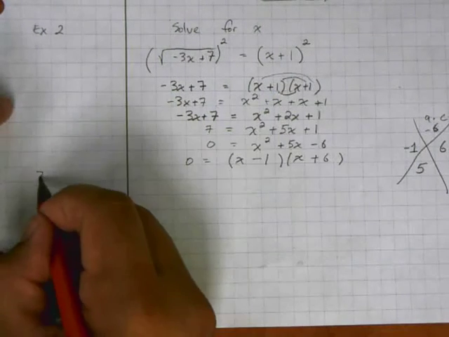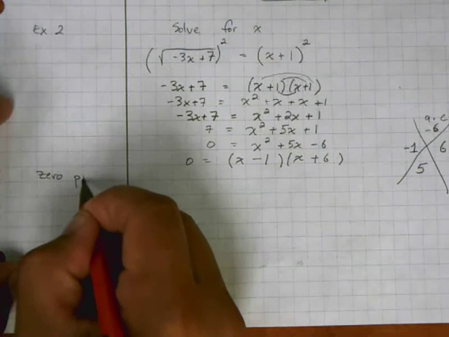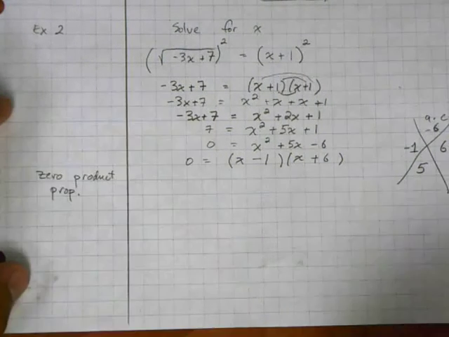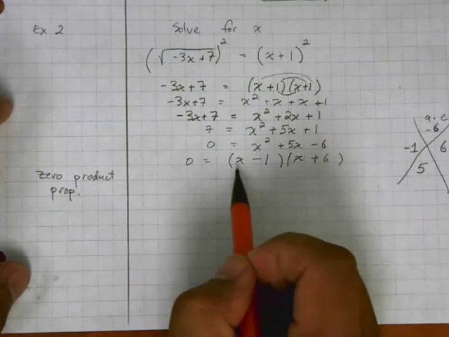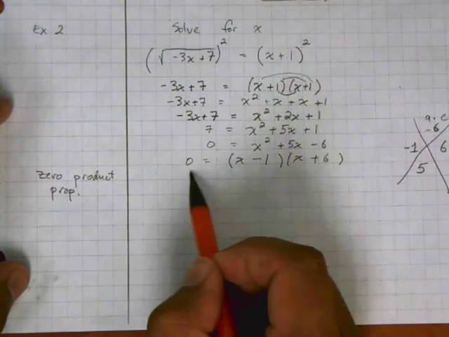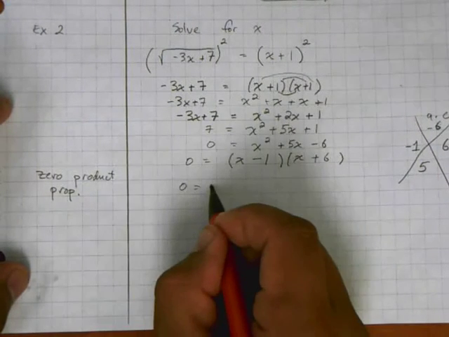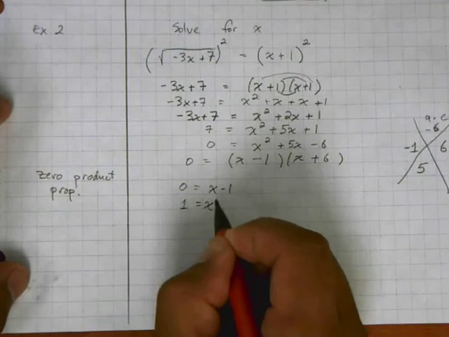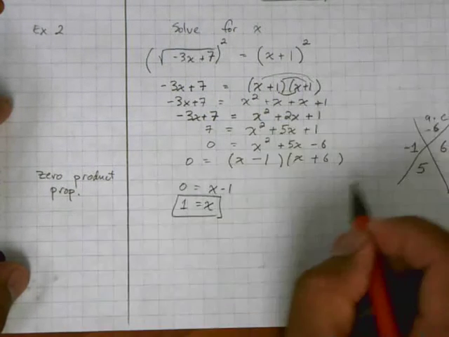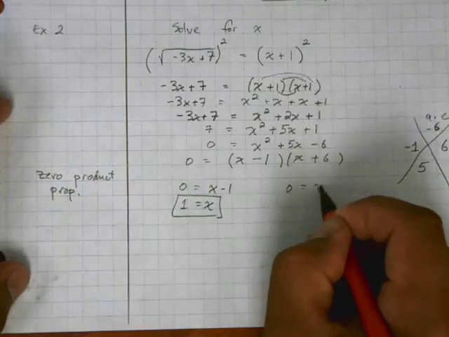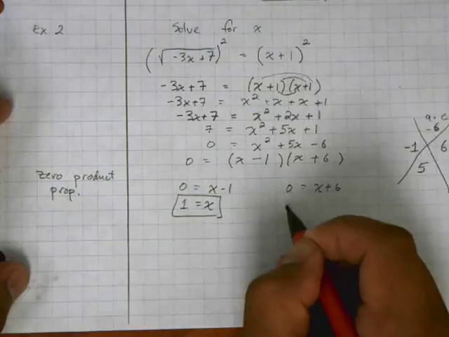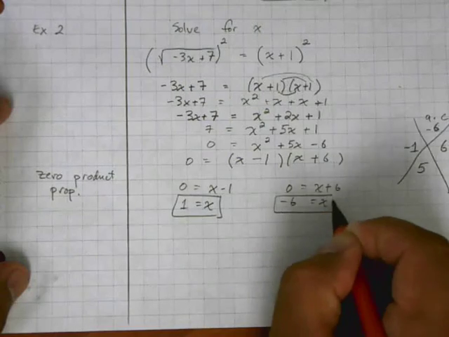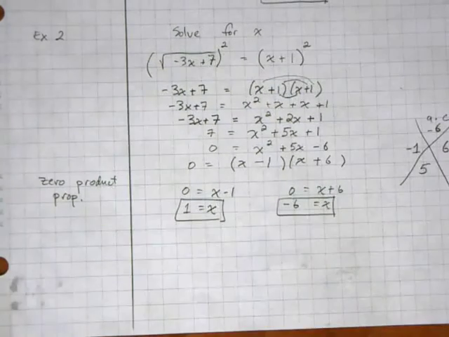And we're going to use the zero product property. And that just says that if you have two quantities that have a product of 0, you can set each one of them to 0. So 0 equals x minus 1. That means 1 equals x. 0 equals x plus 6. Subtract 6 from both sides, you get negative 6 equals x. Okay? And there you have it, the two solutions for this problem.